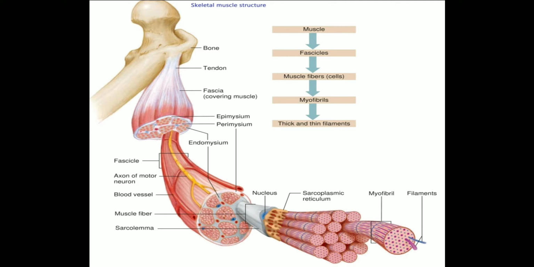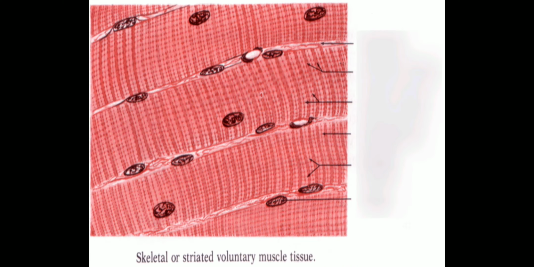Then each fasciculus is covered by perimysium. Itself the bundle is covered by perimysium. Each fasciculus consists of many muscle fibers, and these muscle fibers are called myofibers. Each muscle fiber is a syncytial fiber. If I say syncytial, that means it contains several nuclei. That means more than one nucleus is present.